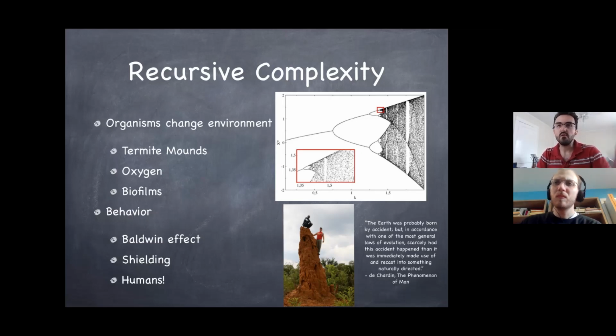And we see this in biology, right? Organisms change their immediate environment, and that changes their evolutionary path. Termite mounds, the emergence of oxygen, the oxygen catastrophe early in the history of our planet, the development of biofilms and niche environments of any creature. And then there are behavioral phenomena described in the ecological literature, like the Baldwin effect, where if an organism changes its behavior, that then goes back and constrains some of the evolutionary pathways.